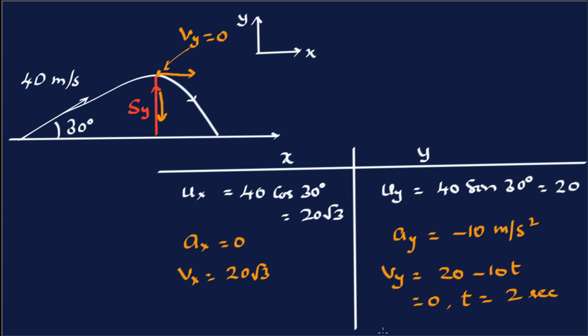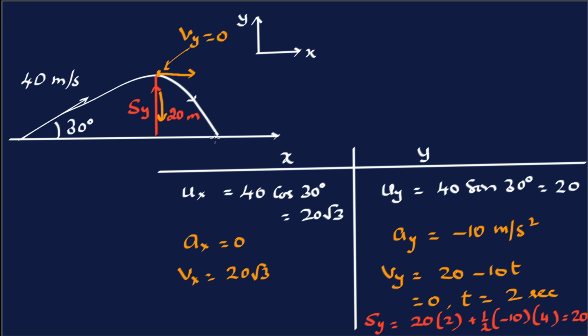So we can write down the equation Sy is equal to uyt, that is 20t in 2 seconds, plus half ay t squared, that is 4 seconds squared. So this is going to be 40 minus 20, that is equal to 20 meters. That is the height that it reaches. So 20 meters is the maximum height that it reaches.